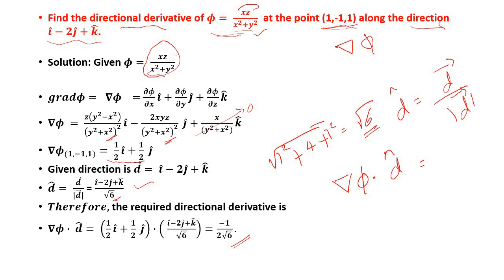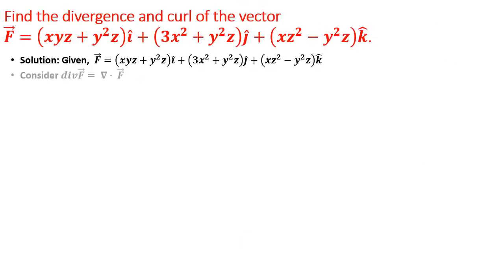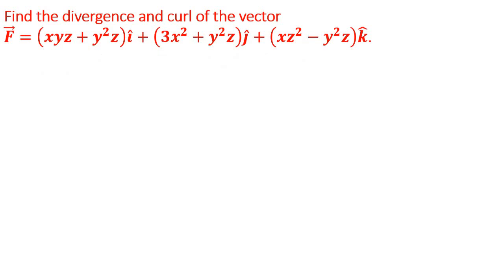Observe all the 4 problems. The basic requirement is gradient of a scalar. These are the problems related to a gradient of a scalar. We may ask just find a gradient of a scalar at a given point, or find a unit normal vector of a scalar at a given point, or find the angle between the two surfaces, or find the directional derivative of a given surface. Now we'll discuss the divergence and the curl of a vector.